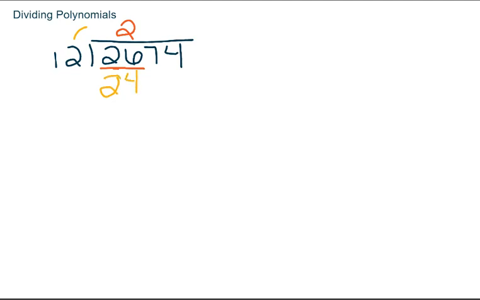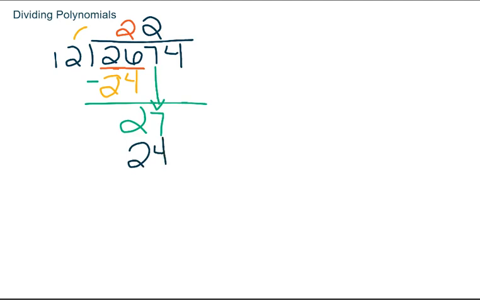After you multiply, then you subtract. So I'm going to subtract 26 minus 24, and I get 2. Then I bring down the next number, which is 7. 12 goes into 27 2 times, then I multiply. 2 times 12 is 24. Then I subtract. 27 minus 24 is 3. And then I bring down the 4.